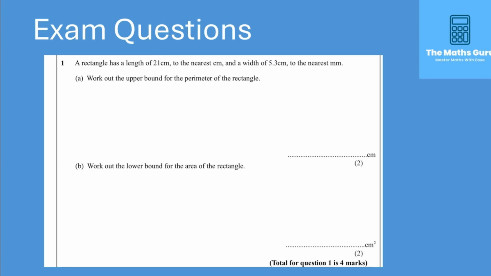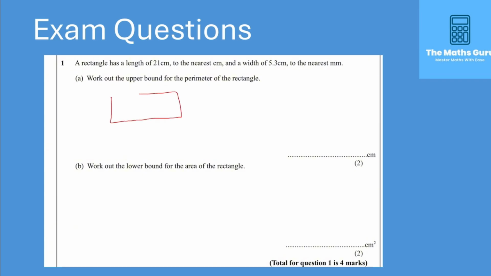Okay, now looking at some exam style questions for our bounds topic. We're first told that a rectangle has a length of 21 centimeters to the nearest centimeter and a width of 4.3 centimeters to the nearest millimeter. We now need to work out the upper bound for the perimeter of the rectangle.